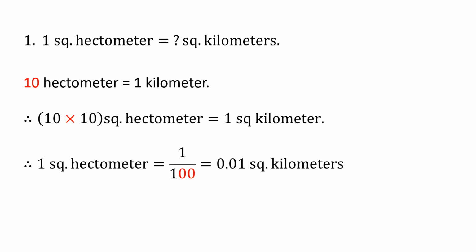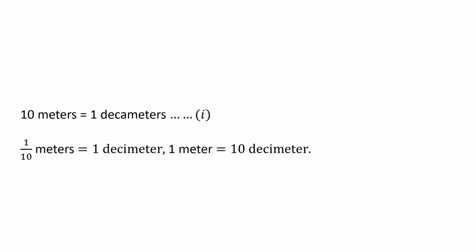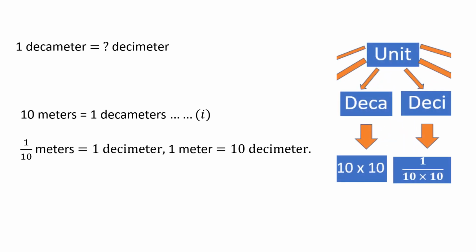Okay, so let us see another example to check if you understand it or not. 1 decameter equals how many decimeters? 1 decameter is how many decimeters? In that case I'm not asking you to find a square decameter or a square decimeter. I'm asking you the basic one. You can see on the right that from unit to deca, you need to multiply the unit by 10, and if you want to go from unit to deci, then you need to divide it by 10.